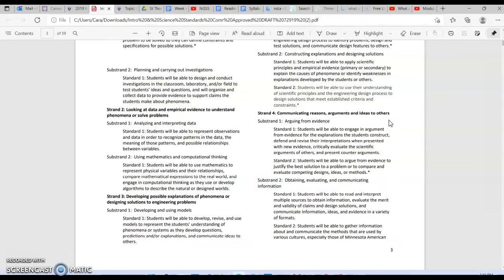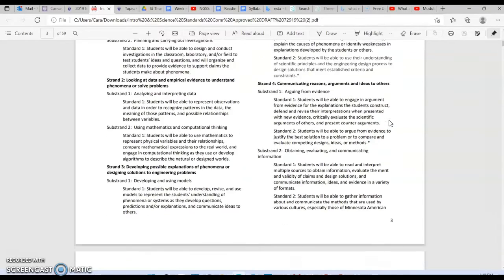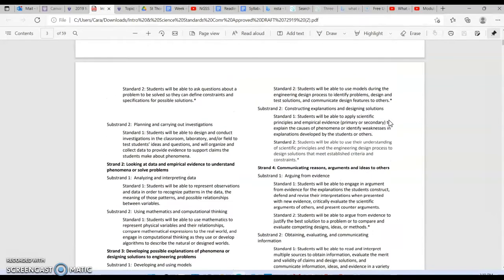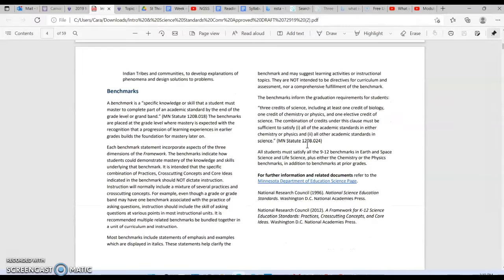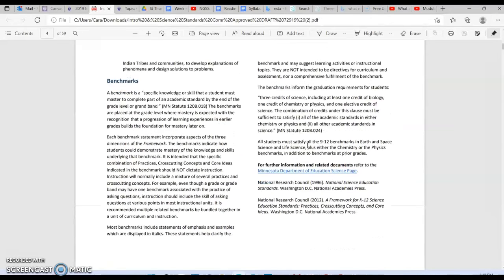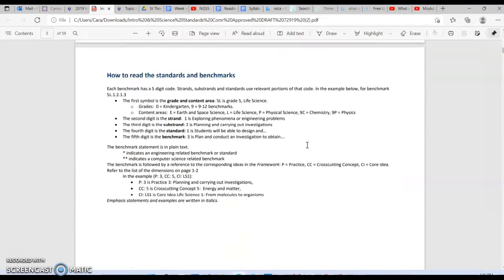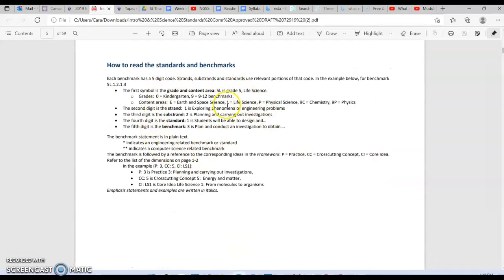Underneath each of these strands is at least one substrand. Most, I think all of them, have 2 substrands. And then under each substrand is a standard. The benchmarks are subsets of the standards. And again, this is the same numbering system. The one thing though that's different is that there is a letter.